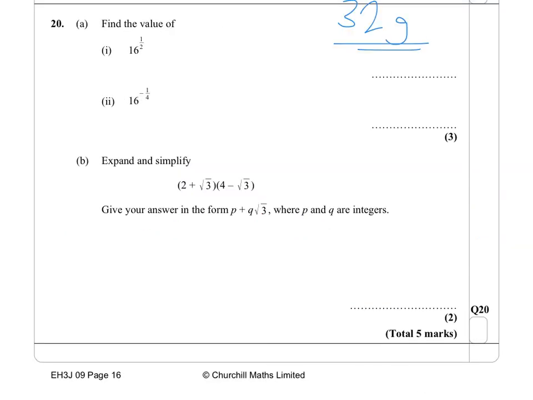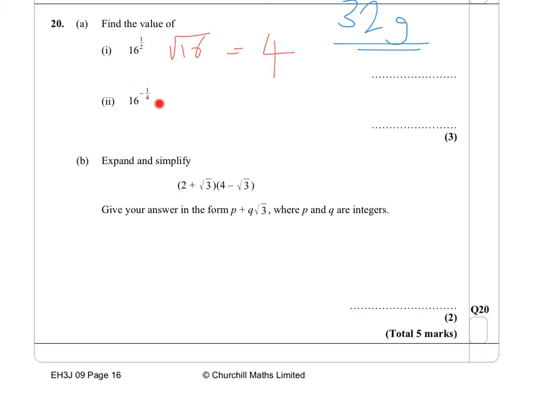Next question involves fractional and negative fractional indices. So we've got 16 to the power of a half. We know that's just another way of writing square root of 16. So quite simply 4 would get you 1 mark for that.